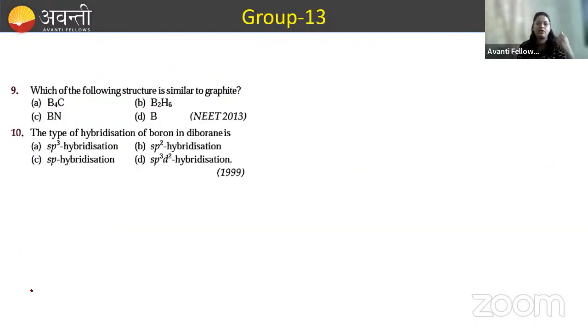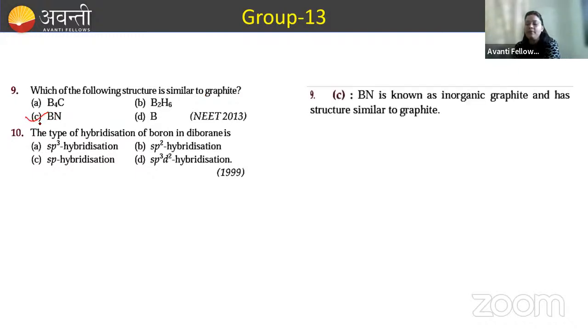Next, which of the following structures is similar to graphite? The structure of graphite is similar to which one? Group 13 elements, B4C, B2H6, boron or BN. So we know BN has a structure similar to graphite. What do we call BN? Inorganic graphite. And graphite is organic graphite, which contains carbon, right? So BN is an inorganic graphite which has a similar structure like graphite.